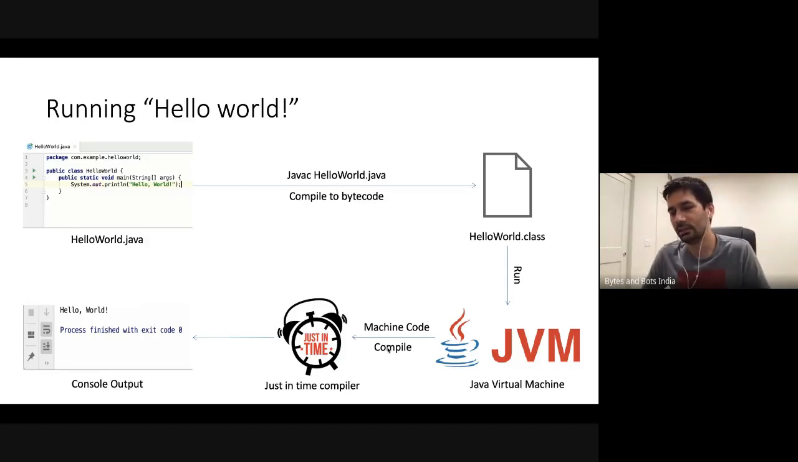Now when we run this HelloWorld.class, it invokes the Java Virtual Machine, JVM. The Java Virtual Machine takes that bytecode and converts it into machine code, which is actual zeros and ones, using something called a just-in-time compiler, and then runs it on the computer, and we'll see the output on our consoles. So this is a very high-level view of how a Java program gets translated into an output. Right? Any questions here?